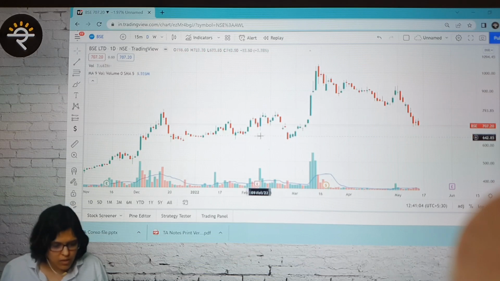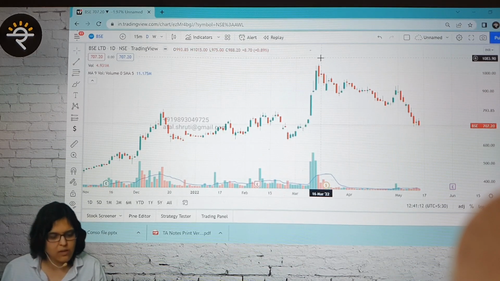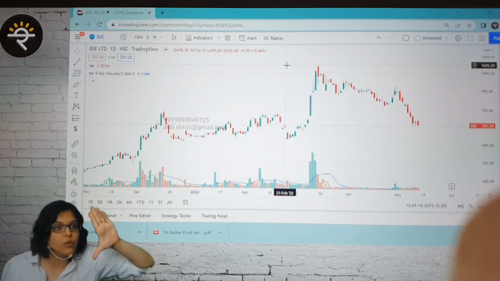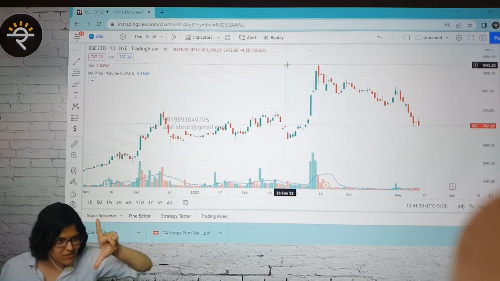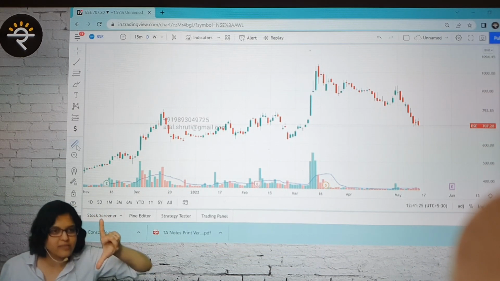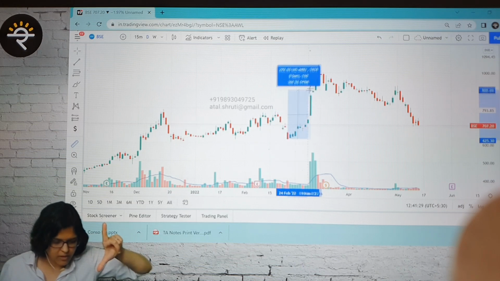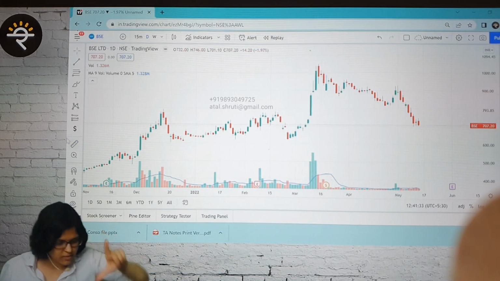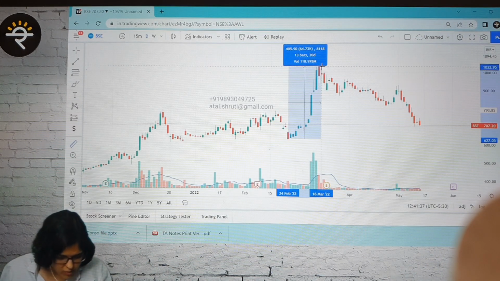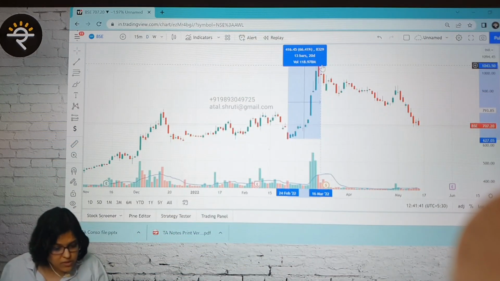But shall I teach you one more tool? From this lowermost point, which is 24th February in the recent past, till the topmost point, if I want to calculate how much the up move is, how will you calculate it? Correct, with the scale. Take the scale, click on the lowest point, and then take it to the top and click on the topmost point. How much percentage increase can you see here?